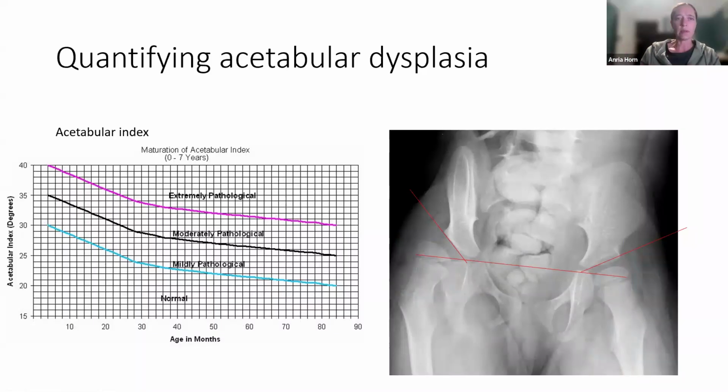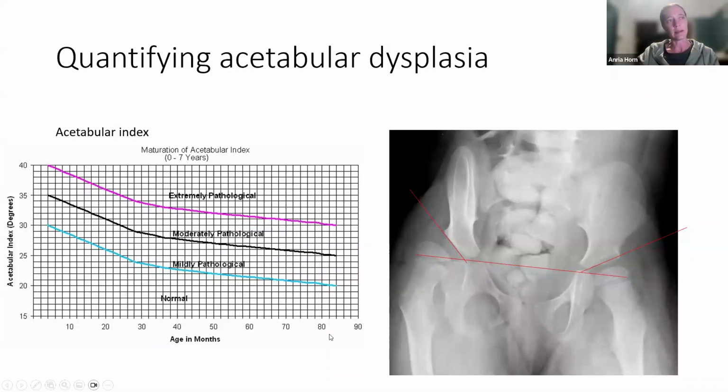And often the senior registrars that rotate through Red Cross would want to apply Reimer's migration percentage to other conditions such as DDH. It's not wrong, because to a certain degree you're still describing the amount of displacement, but it is typically described and traditionally used for CP, not for other forms of hip subluxation.